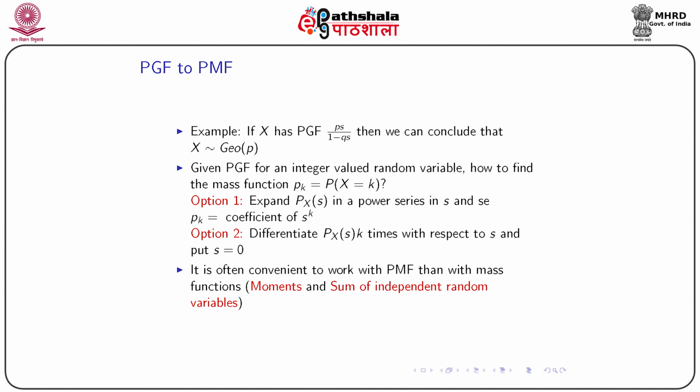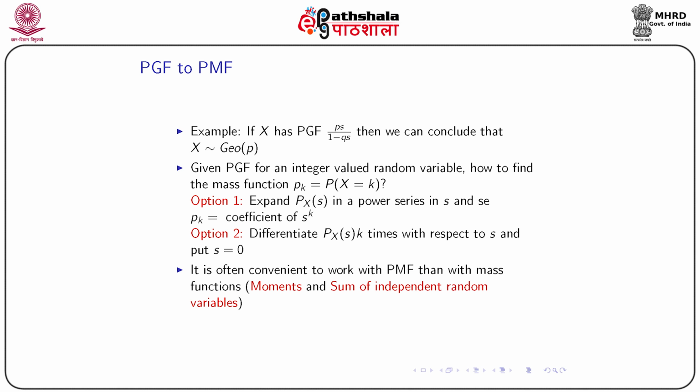Now given the PGF for an integer valued random variable, how do we find the mass function? This is the next job. There are two options. First, we can expand this P_X(s) in a power series in s and set p_k as the coefficient of s to the power k. So you just expand the series P_X(s) as a power series in s and find the coefficient of s to the power k. That will be your probability X is equal to k.